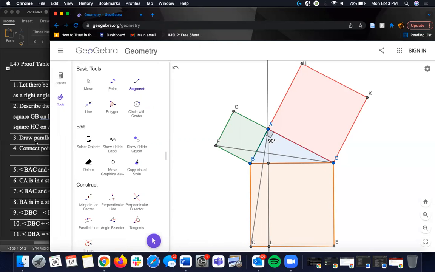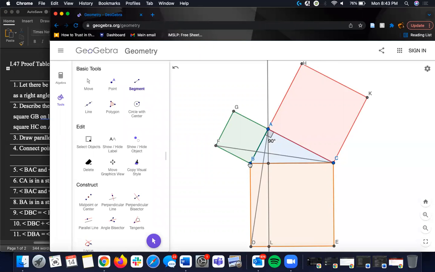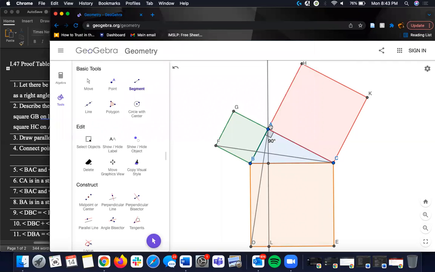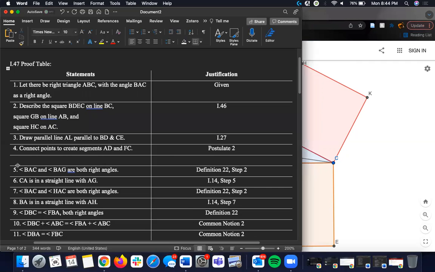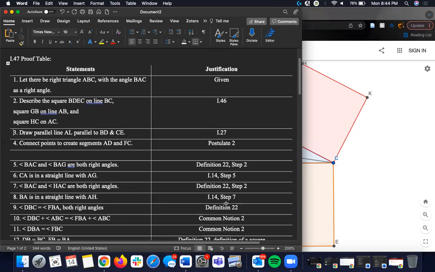So now what we're going to be doing is talking about these new triangles that we've made. The proof begins by angles BAC and BAG are both right angles, and this is proven by Definition 22, the definition of a square, as well as step 2. So BAC is equal to BAG. CA is in a straight line with AG. We know this because of Proposition 14. Angles BAC and HAC are both right angles. So these are in a straight line with each other as well, according to Proposition 14.